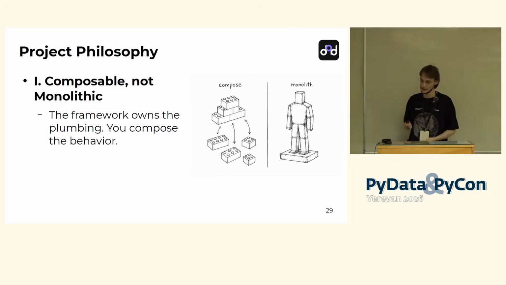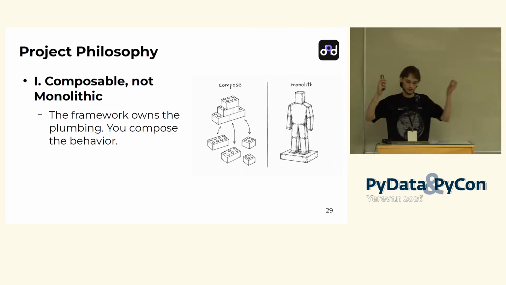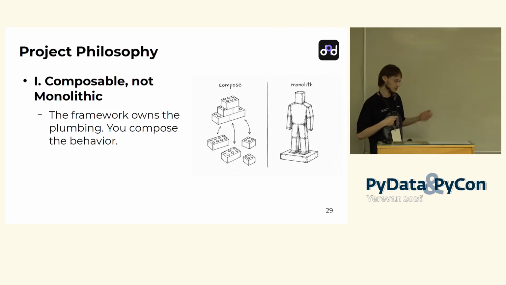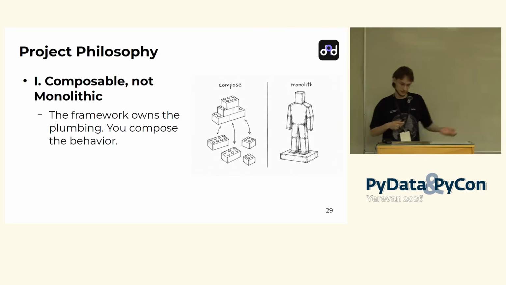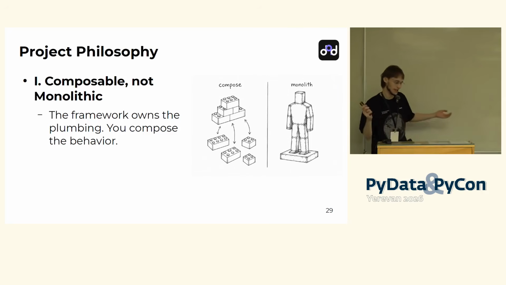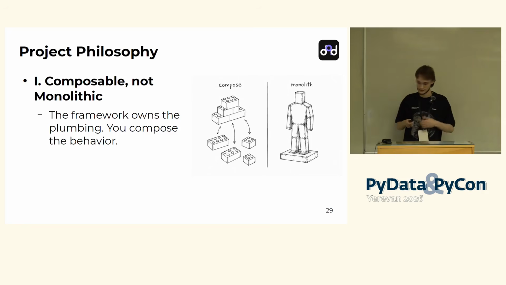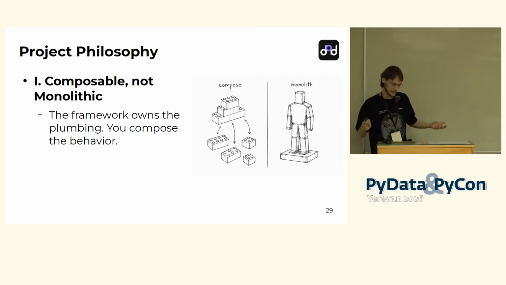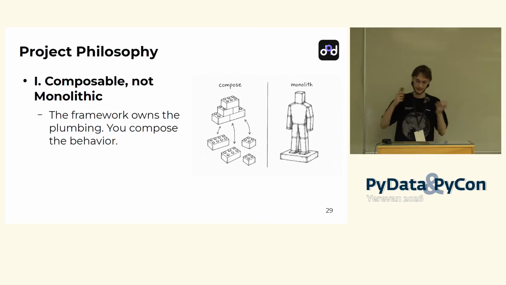So d9d should be like a box of Lego bricks. You still don't write your train loop from scratch, but you decide how your loss is computed, how your model is constructed, how it's parallelized across the cluster. And you should have a set of interfaces you can extend and a set of bricks you can compose.